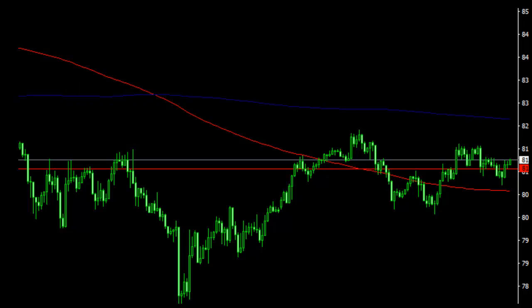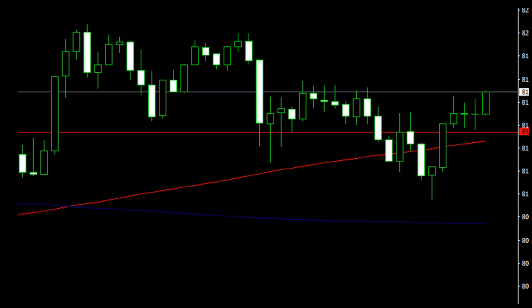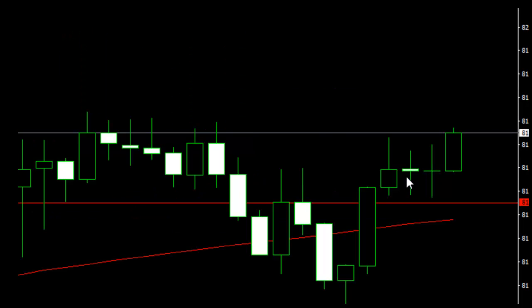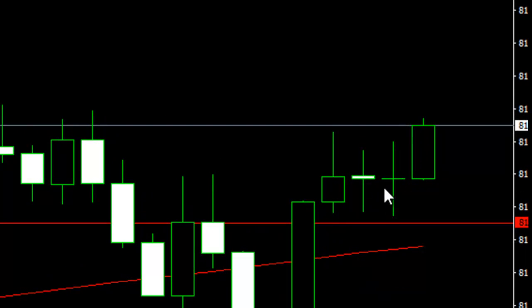And if you zoom in onto the actual candle, if you look at the previous half an hour candle, you can see that this is the candle where I've made my decision on. It's a bearish doji, so the probability for the next candle to trade lower is very high.